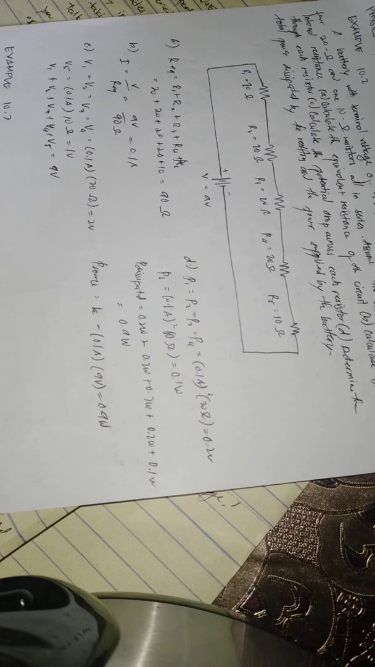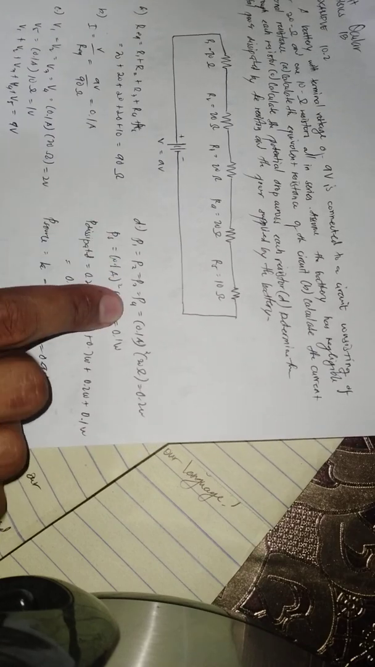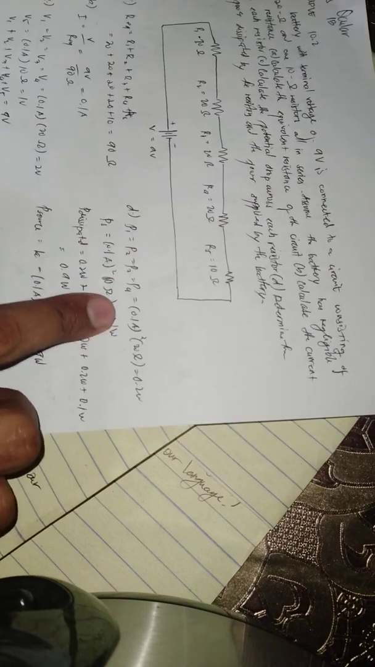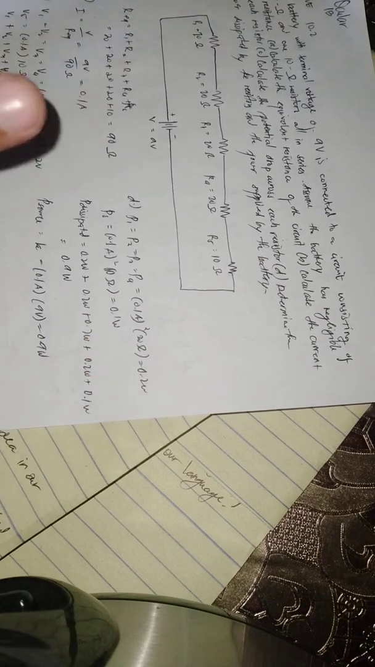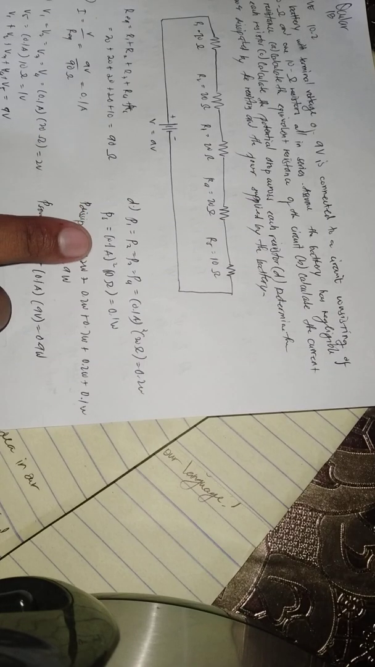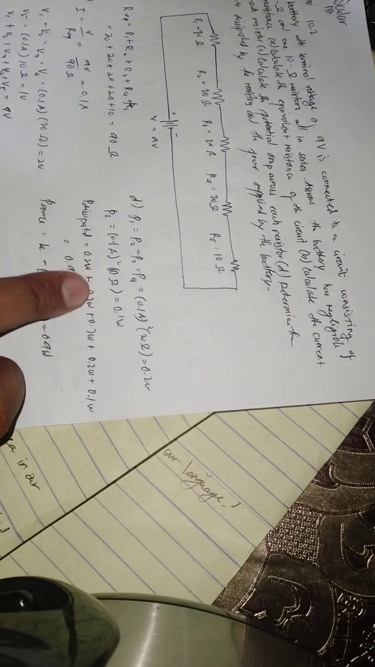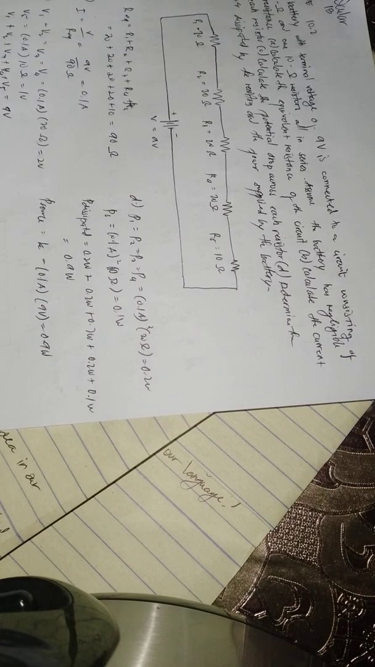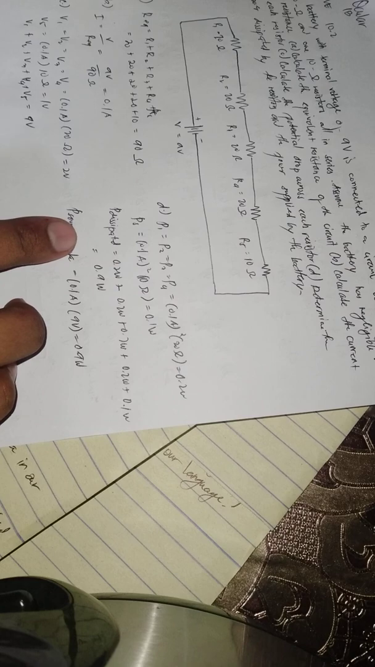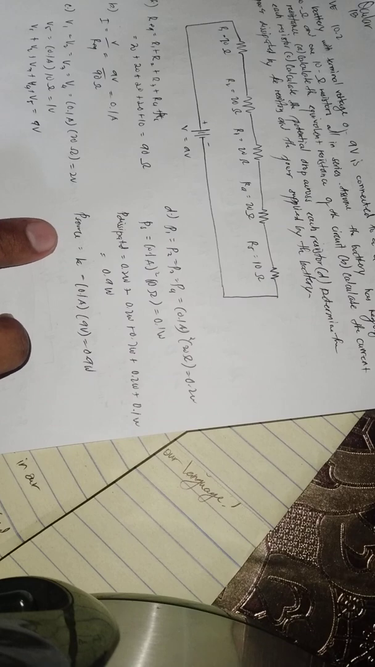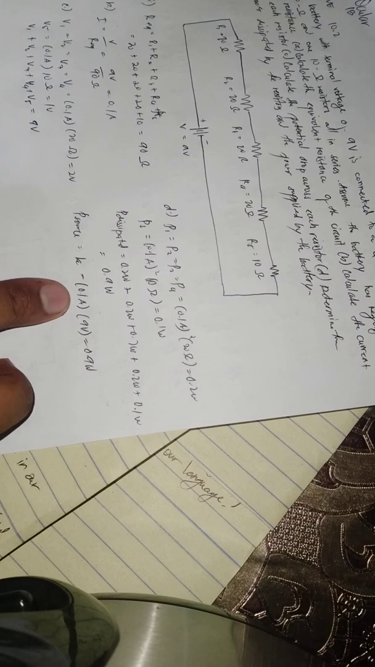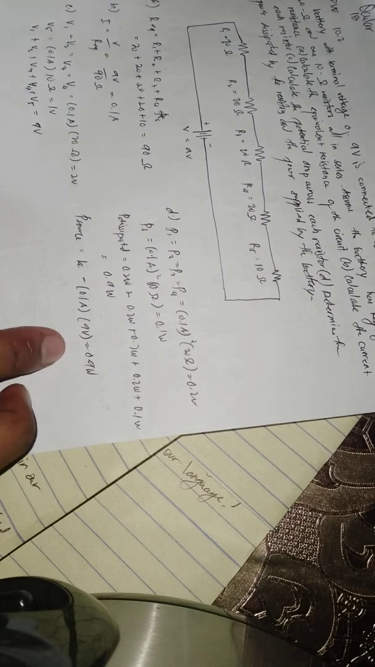And D, the power dissipated by the resistor is P equal to I squared R. P sub 1 is equal to 0.1 A squared times 20 ohms, equal to 0.20 watt. P sub 5 is equal to 0.1 A squared times 10 ohms, equal to 0.1 watts. Adding them, P dissipated is equal to 0.9 watts. And the P source is equal to 0.1 times 9 volts, equal to 0.9 watts.